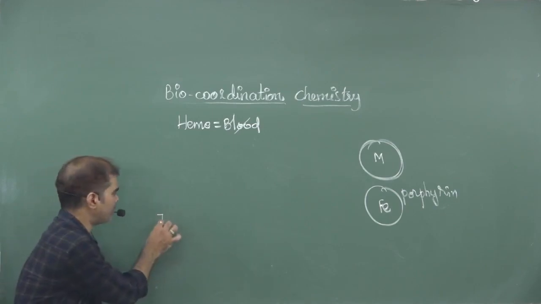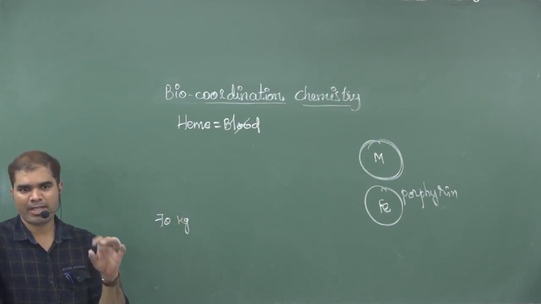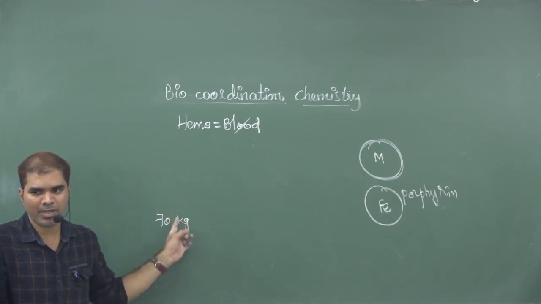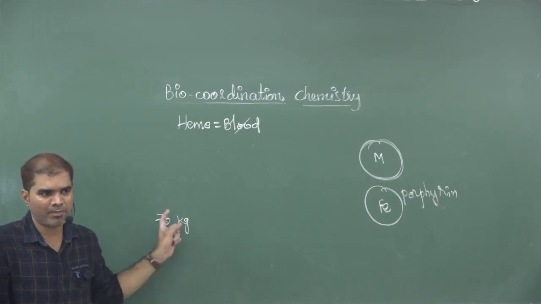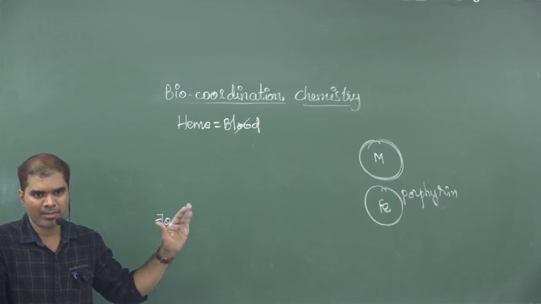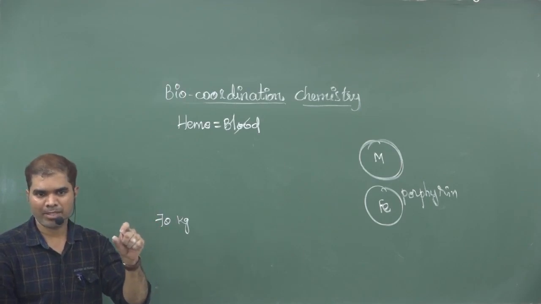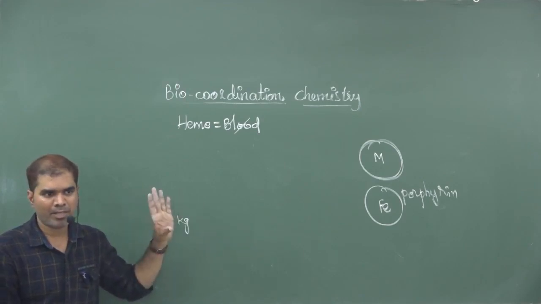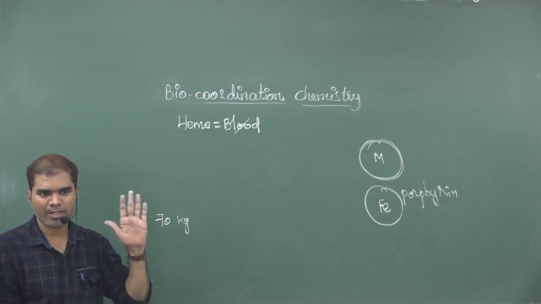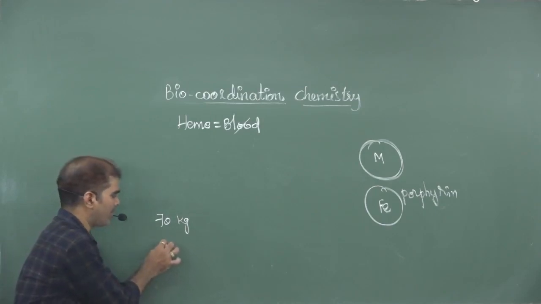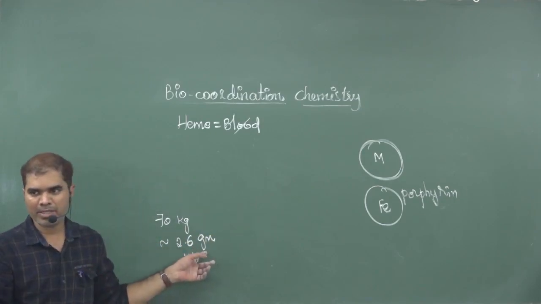Approximately? An average human being, whenever I say an average human being, that is a human who weighs 70 kg. A human being with 70 kg will have 5 liters of blood. So whenever I say average human being, a 70 kg man or woman is an average human being. Approximately we will have 5 grams of iron within us. In our complete body we will have 5 grams of iron. Out of this 5 grams of iron, nearly 2.6 grams is present in hemoglobin. In hemoglobin itself, half of the iron is present.